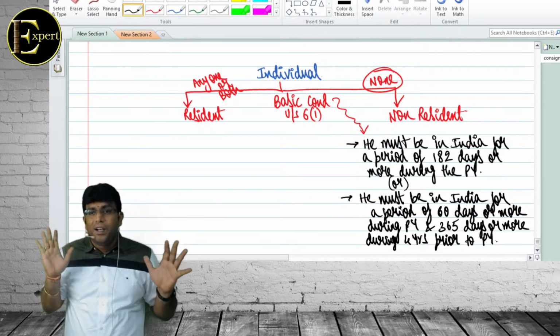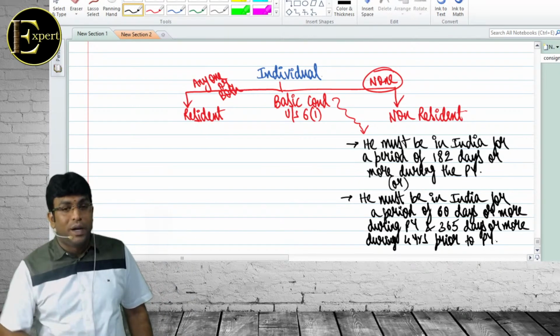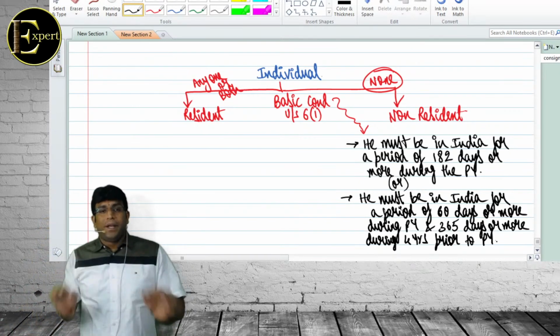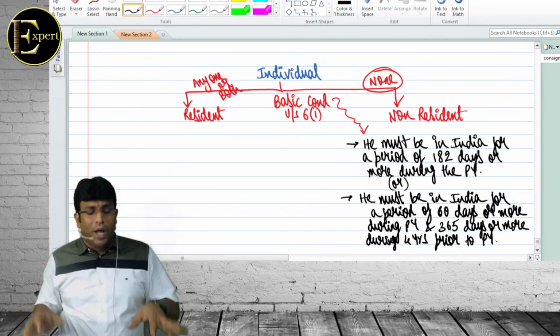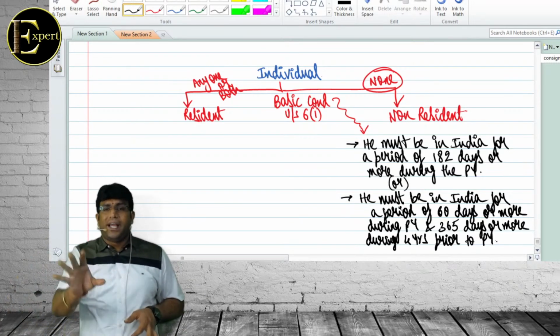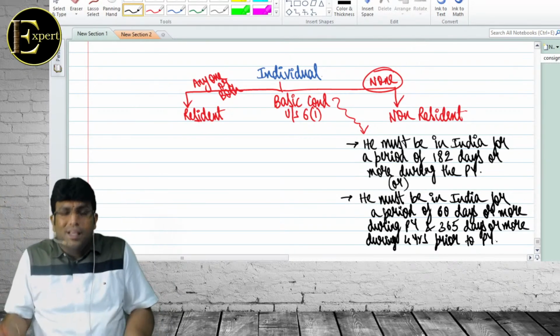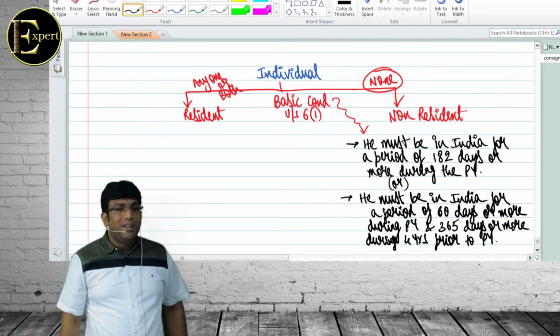Both not satisfied? Chalo beta, what are 2 conditions? Don't see your book, don't see the board. Tell me the answer. What is the first one? He must be in India for a period of 182 days or more during the previous year. Or he must be in India for a period of 60 days or more during the previous year and 365 days or more during 4 years preceding the previous year.